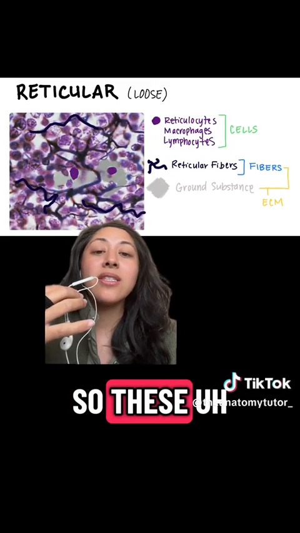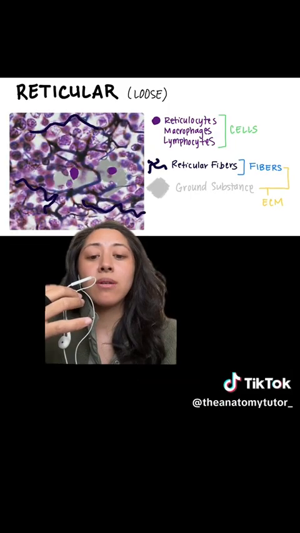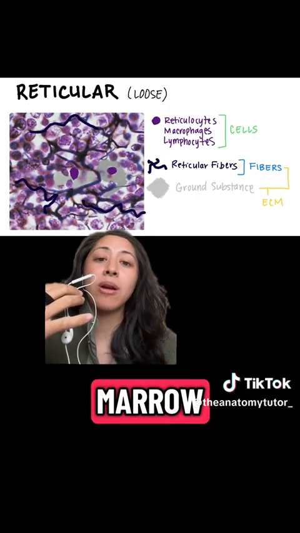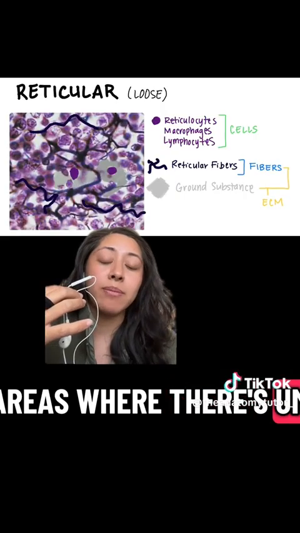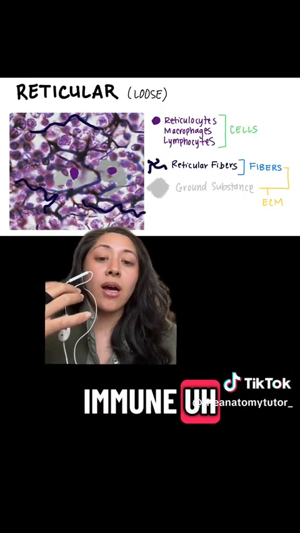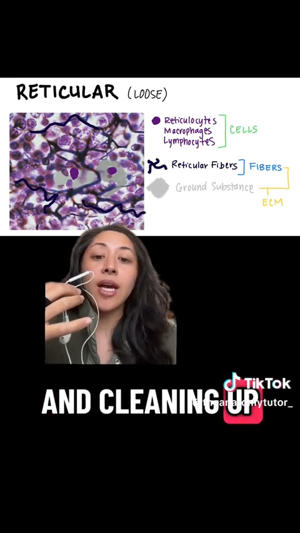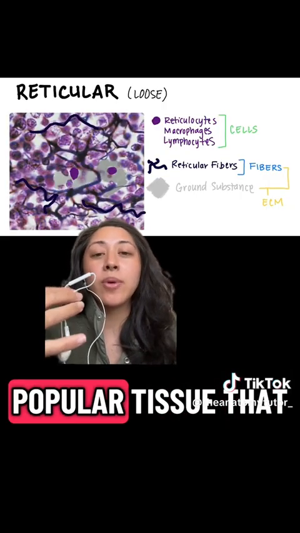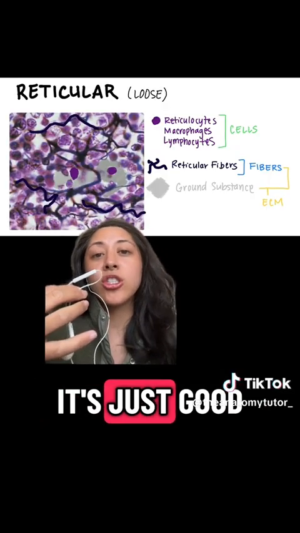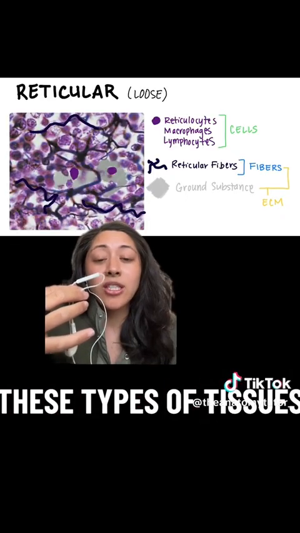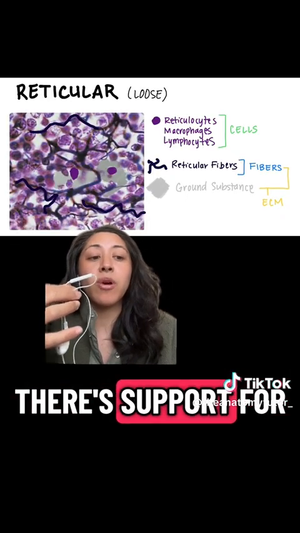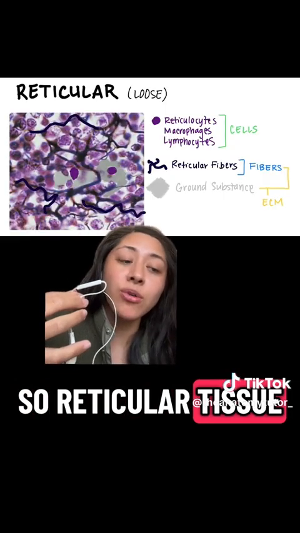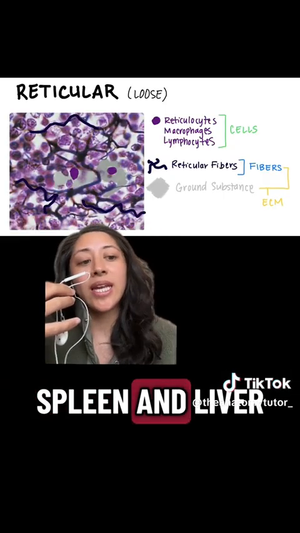Now moving on to the features of reticular tissue, we have what's called reticulocytes, macrophages, and lymphocytes. So this tissue is primarily going to be found in areas of the lymph nodes, spleen, liver, and bone marrow. And these are areas where there's a lot of immune functions taking place and cleaning up of systems. So just to simplify it for now, because this is not the most popular tissue that your professors typically talk of, it's just good to know that you will find these types of tissues within areas where there's support for blood cells and lymph nodes because of the lymphocytes present. So reticular tissue is associated with lymph nodes, spleen, and liver.